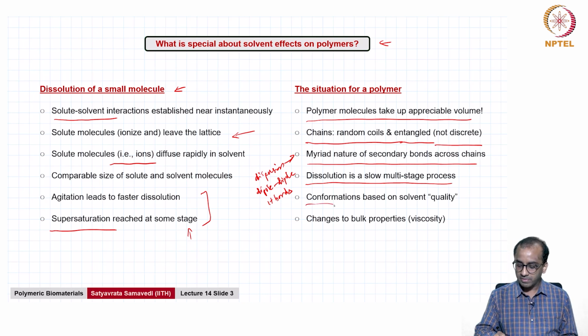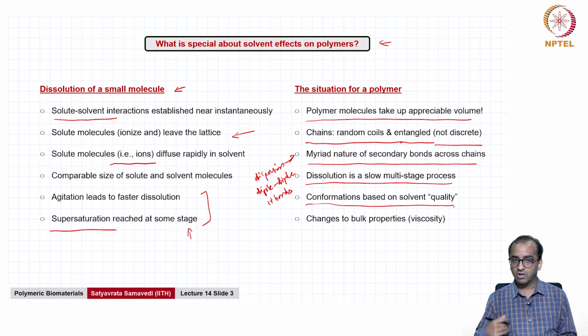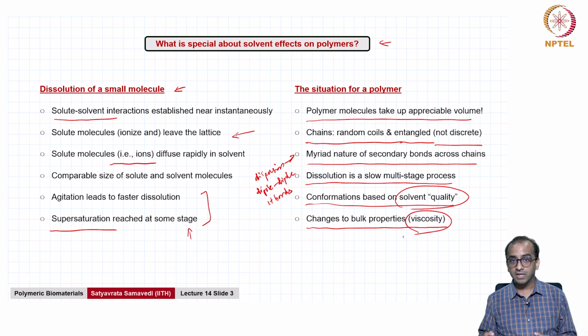And the conformations, once it is dissolved, the conformations in solution will depend on solvent quality, which we will look at in much more detail later in this lecture. And unlike the salt case, where you keep adding more and more salt, you don't see any appreciable changes in viscosity. Whereas when you keep adding more and more polymer to a given solvent, you will start to see properties changing macroscopically. One manifestation of that is viscosity. So, these are some key differences to note as we delve further into understanding the process of polymer dissolution itself.